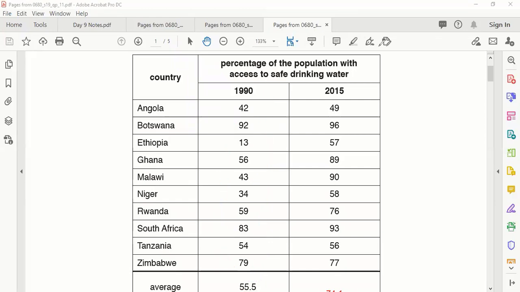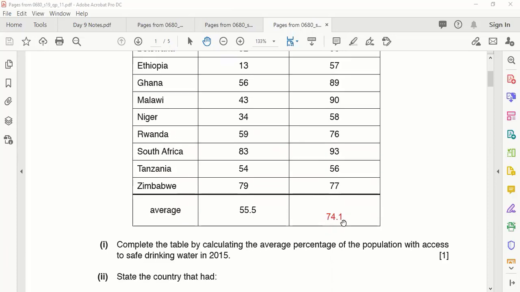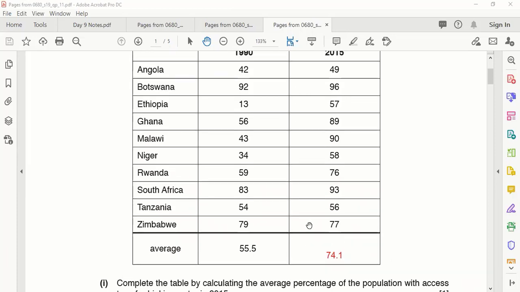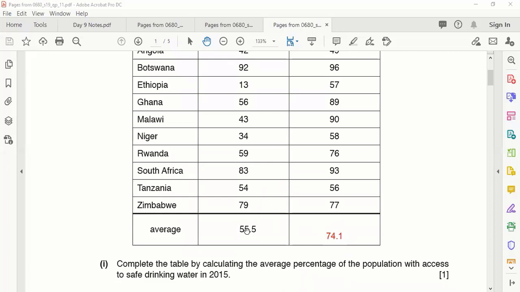Okay, if you want to find the average for this side, what will be the average? You have a calculator? Add all of them and divide by 10. Yes, good. So when you divide them, you will get this answer, that is 74. So here you can say that compared to 1990, it has generally improved. If you see all the countries, generally except Zimbabwe, it has improved. Okay, now see the question. Complete the table by calculating the average. We did it now, this one.